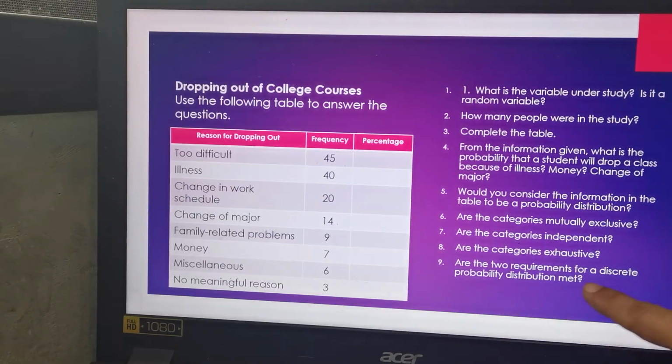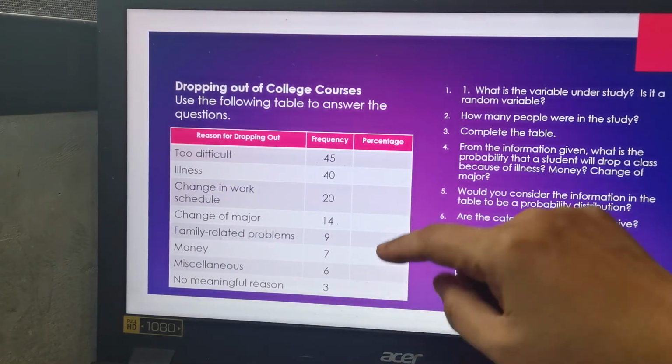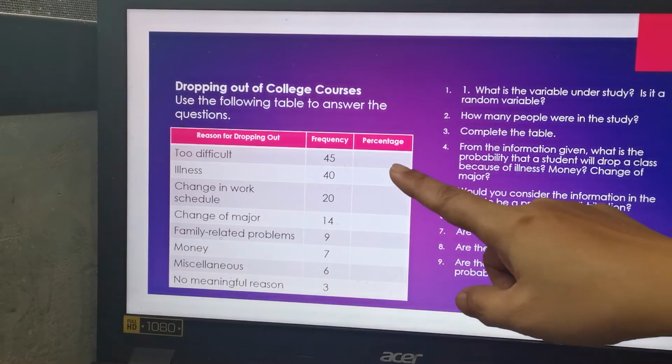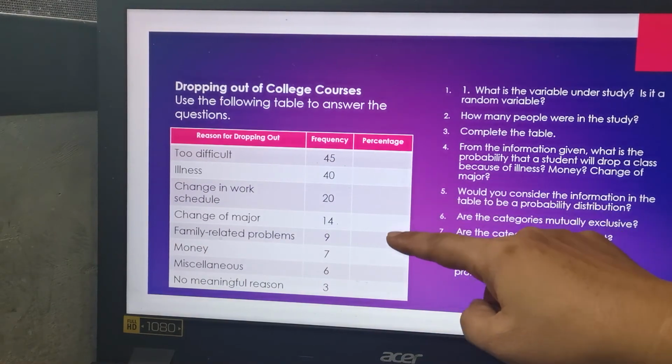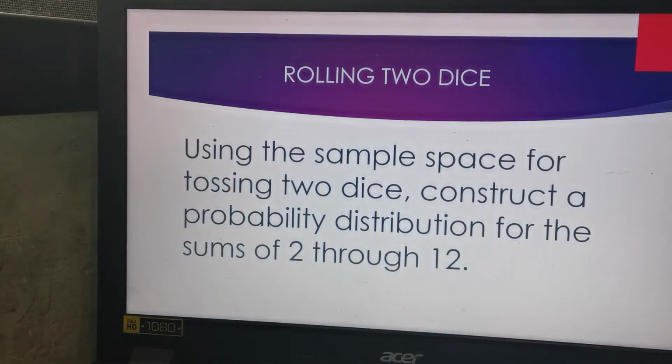So, the two requirements are met. Okay, kasi yung percentage natin kanina ay equals 1 and then yung individual percentage ng each outcome ay less than 1 but greater than 0. Okay? And so, let us have some more examples.